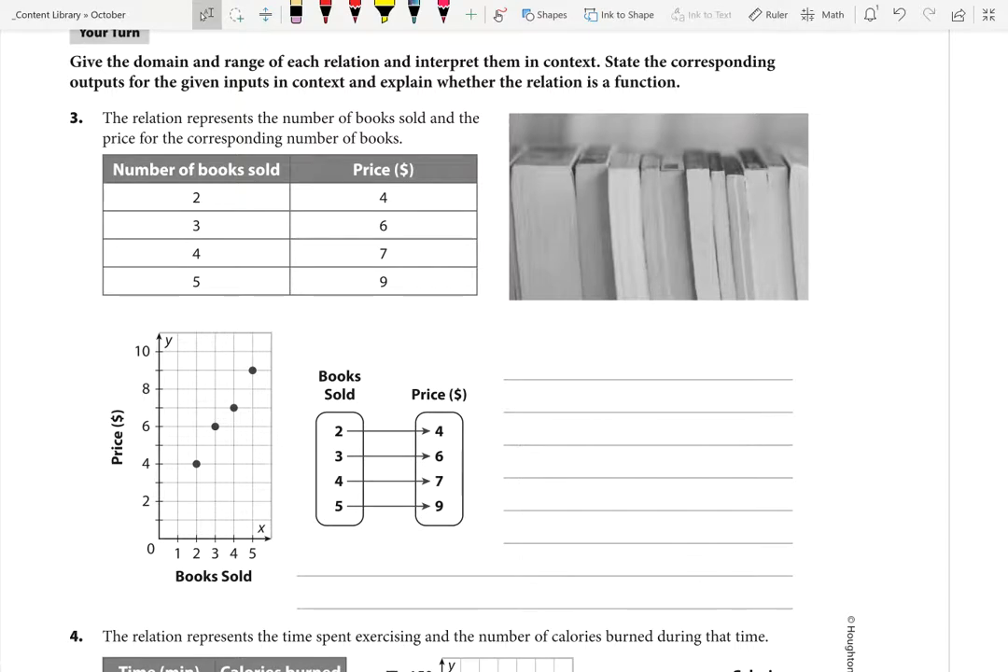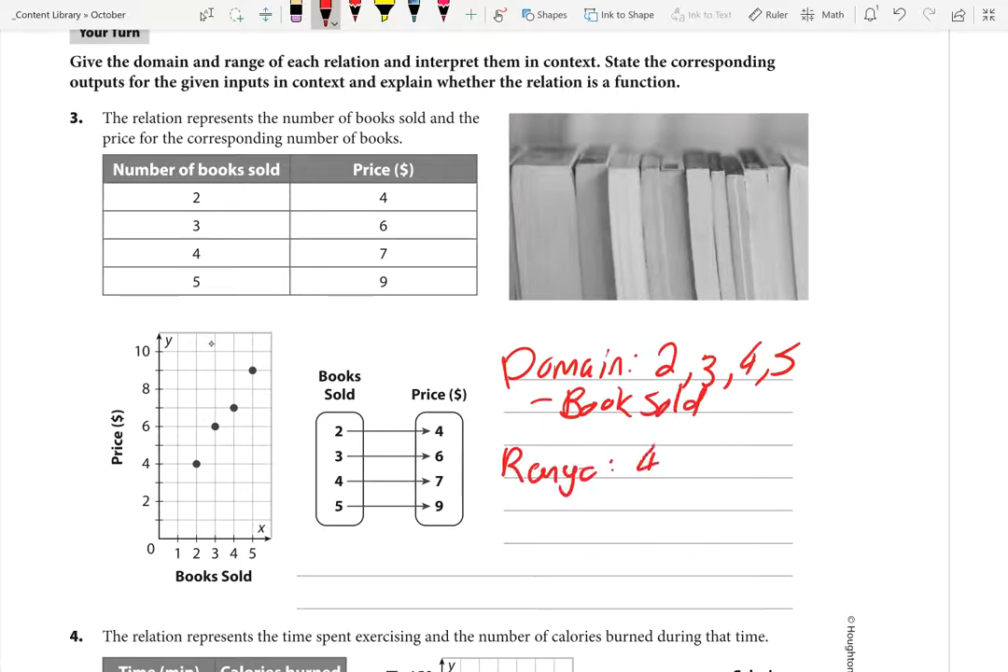So give the domain and range of each relation and interpret them in context. So domain here is just 2, 3, 4, and 5. It represents books sold. Range is 4, 6, 7, and 9, and it represents money. I guess price of books. State whether given inputs, explain whether the relation is a function. So this one is yes, a function.